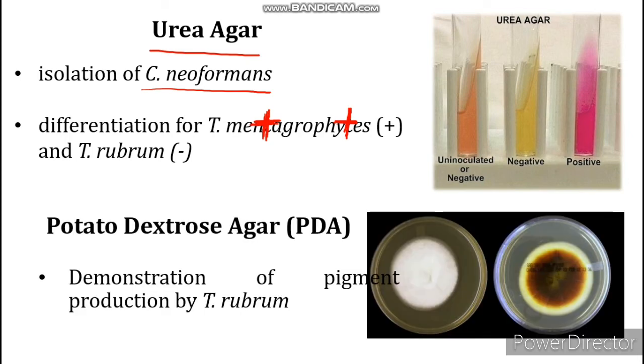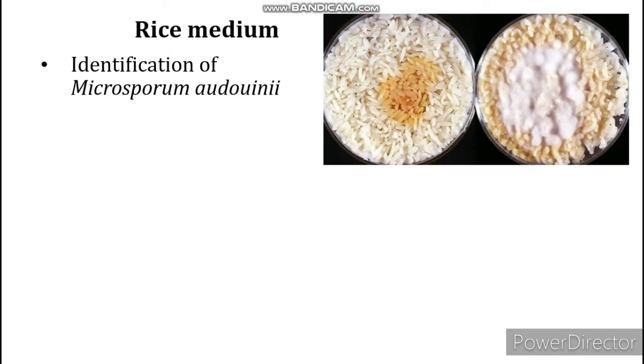Next, potato dextrose agar, or PDA, is used for the demonstration of the pigment production of Trichophyton rubrum. Again, the color is red. Next, your rice medium is used for the identification of Microsporum audouinii. Your Microsporum audouinii grows well in the rice grains.